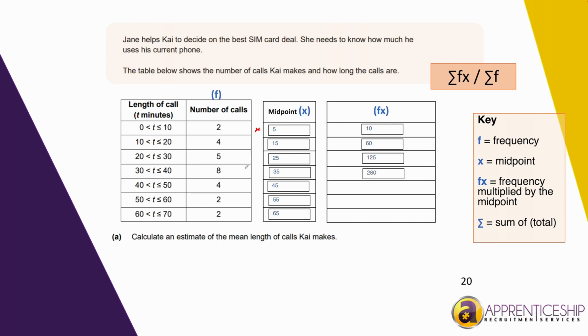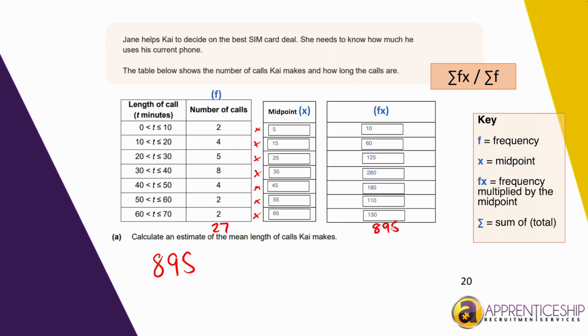60, 125, 280, 180, 110, 130. So we work out the midpoint. Midpoint multiplied by the frequency. So these columns together. So we want to work out how many minutes he has spoken for on the phone altogether. So 10 minutes plus 60 plus 125 plus 280 plus 180 plus 110 plus 130 gives us 895 minutes in total. The number of calls were 2 plus 4 plus 5 plus 8 plus 4 plus 2 plus 2, which is 27. So 27 and 895.